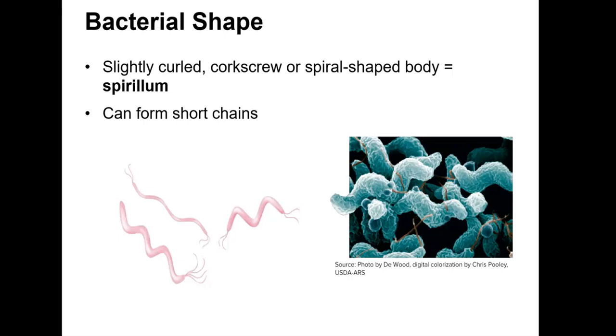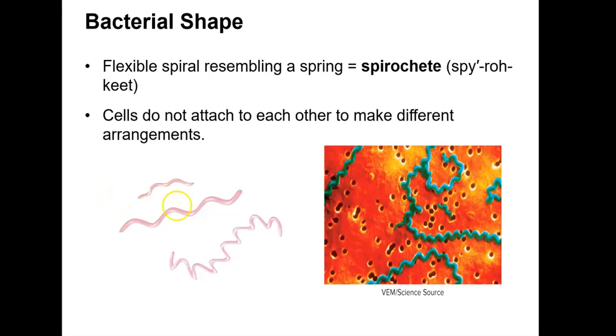Then we have spirilla or spirillum. These are bacteria that have a corkscrew shape to them, so they're slightly curved or coiled, and they can form short chains. They can join end to end to form a chain, but that's kind of it as far as the arrangements go for these spiral shaped ones. So you have spirillum, which are slightly coiled, versus a spirochete, which typically has a more tightly coil to it. So we say it resembles more of a spring, a spirochete.